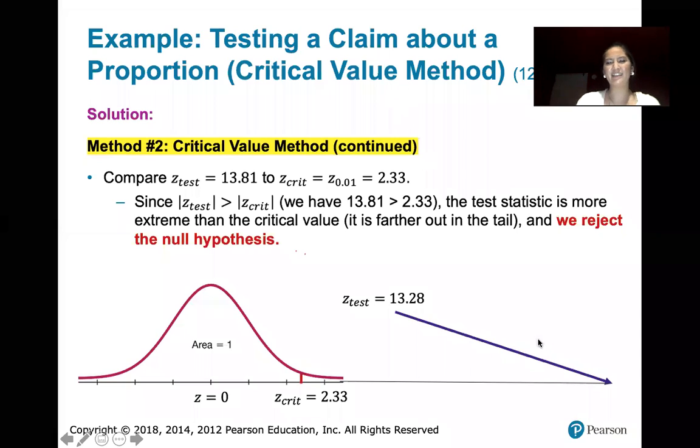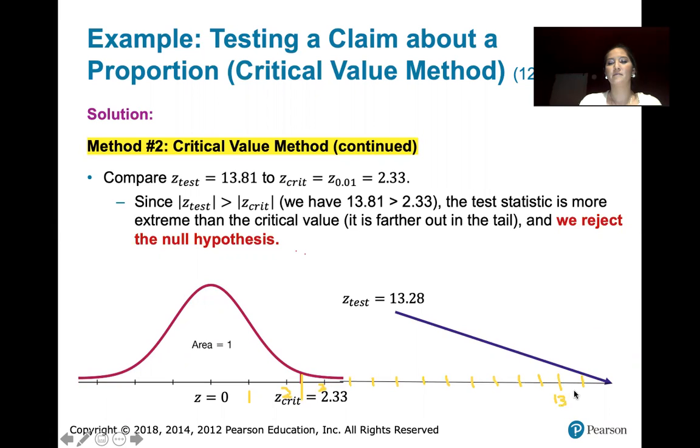If you're saying, what do you mean? How is it all the way out there? Well, this is 1 standard deviation above the mean. That's 2. There's our critical value, 2.33. There's 3. And we want to do 4, 5, 6, approximately 7, 8, 9, 10, 11, 12, 13, and I guess I overestimated. If that's 14, that critical z value is right there, 13.28 standard deviations above the mean.